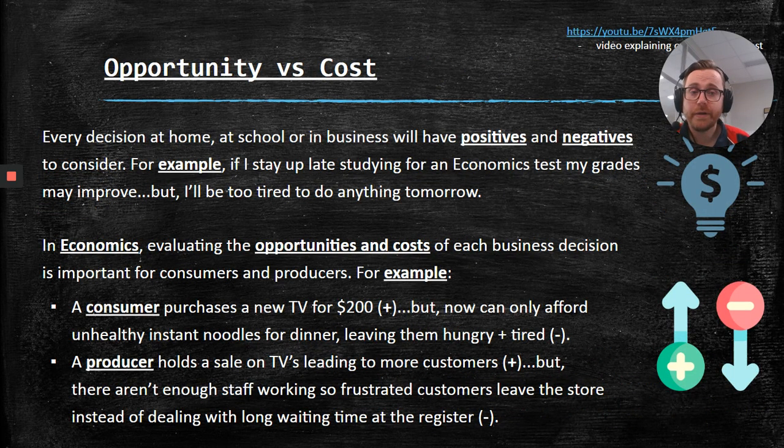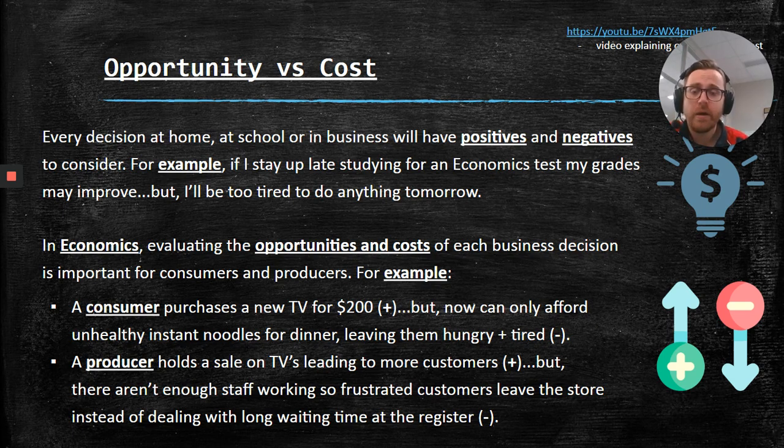So, every decision at home, at school, or in business will have positives and negatives to consider. For example, if I stay up late studying for an economics test, my grades may improve, so it's a positive, but I'll be too tired to do anything tomorrow. We can all relate to that. That would be a negative. So every decision you make at home, school, or in business, whether it's related to finances, studying, sport, music, anything really, it's going to have positives and negatives.